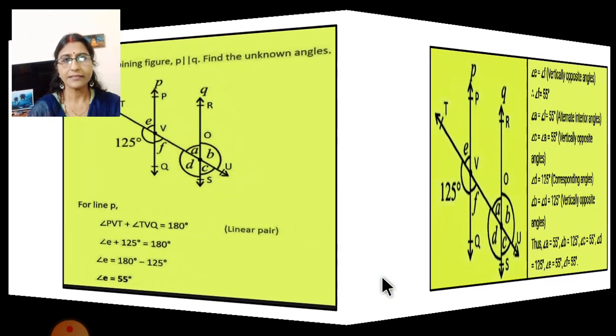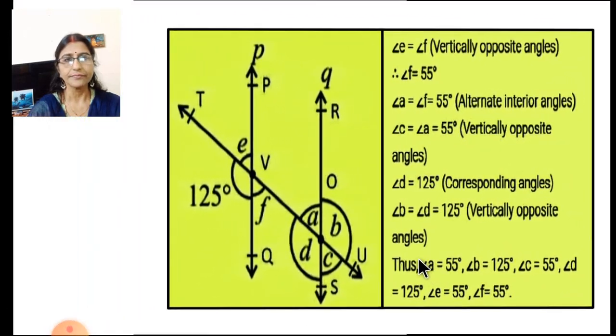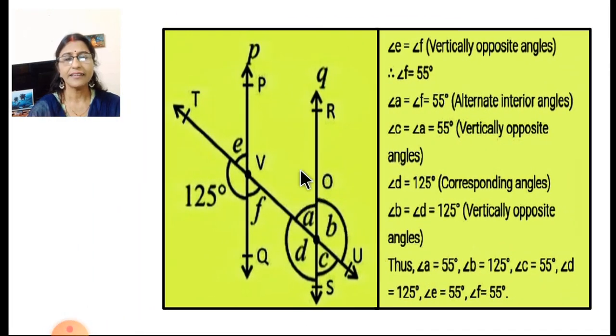Now let us do the next part. Now the same figure is here. Now you can see angle E and angle F. They are vertically opposite to each other. And just now we got angle E as 55 degrees. So angle F also will be 55 degrees, as both of them are vertically opposite angles. Now we'll go to the next part.